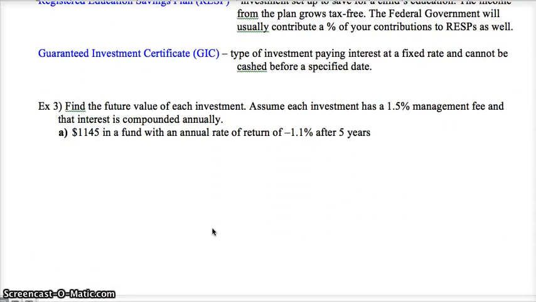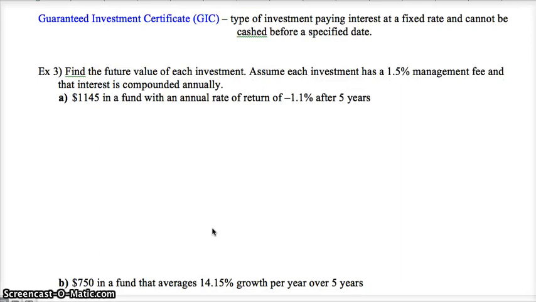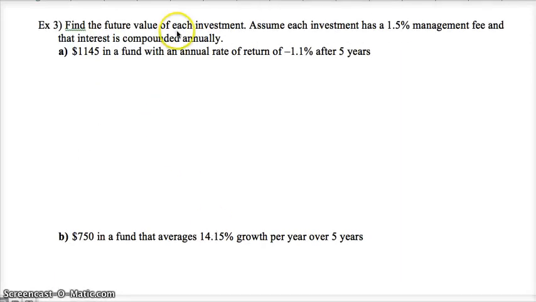So we're going to look at a couple more examples. Find the future value of each investment. Assume each investment has a 1.5% management fee and that the interest is compounded annually. So A, $1,145 is in a fund with an annual return of negative 1.1% after 5 years.